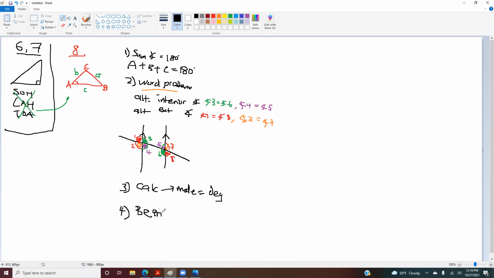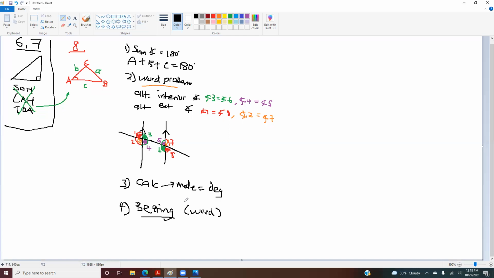And the last thing we're going to talk about here is bearing. This is also in your word problems. I'm going through this because this is basic stuff and you need to know it. What is bearing? Bearing is another way to measure angles. Your bearing is measured starting from the north and it goes clockwise.